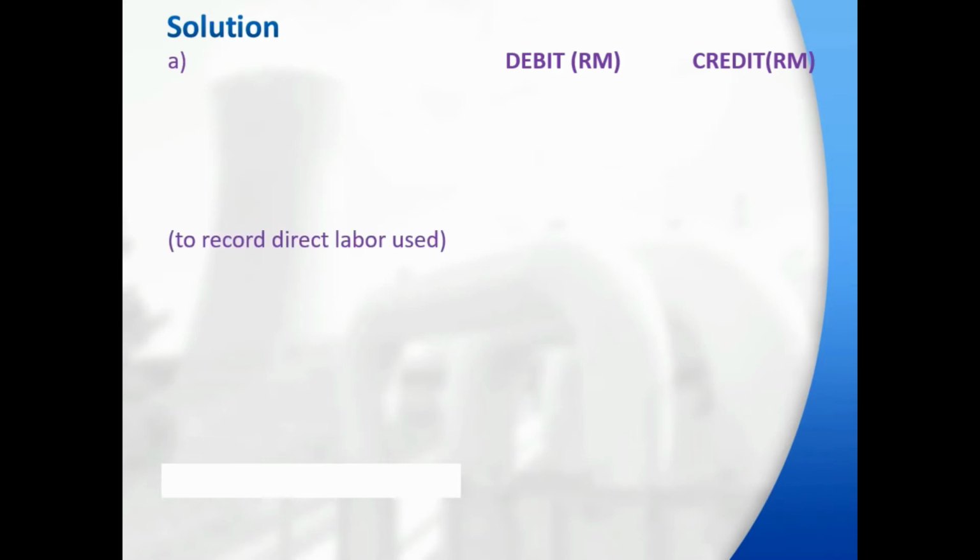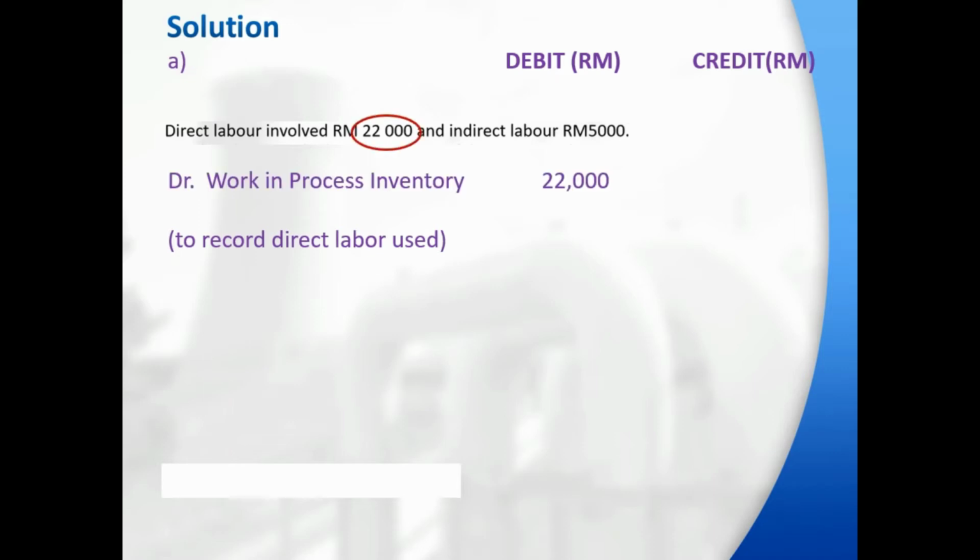Okay, next. To record direct labor use, refer to equation. Direct labor involved 22,000. So, debit work in process inventory 22,000 and credit factory wages payable 22,000.